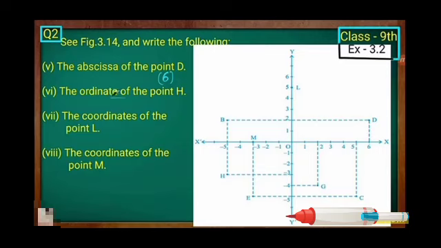Ordinate of point H. It means we have to tell the y, that is -3. So the ordinate for H is -3.